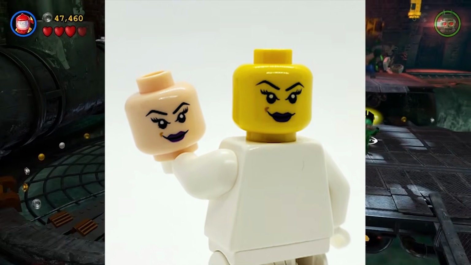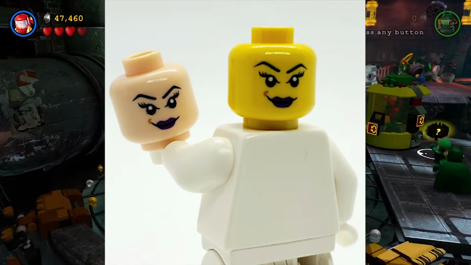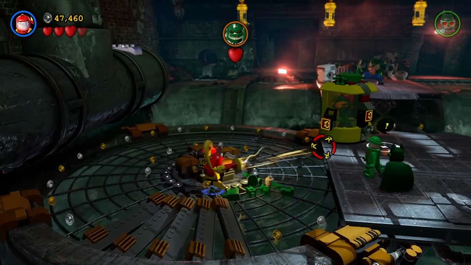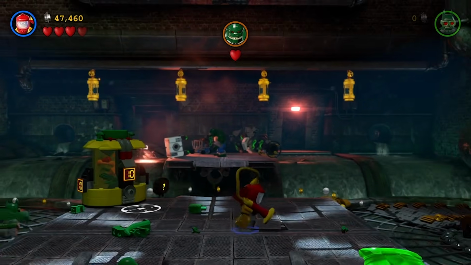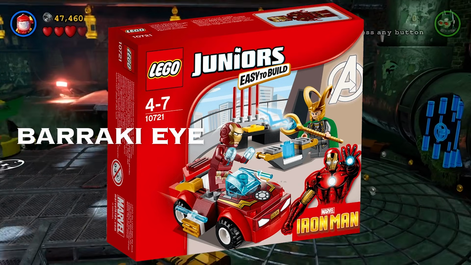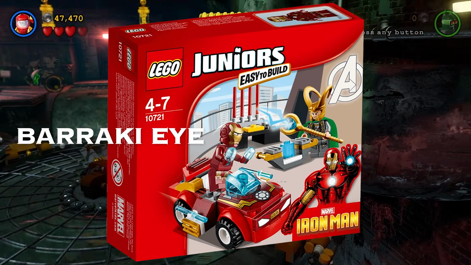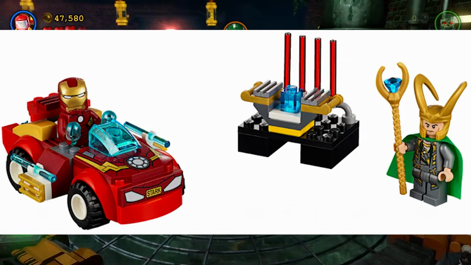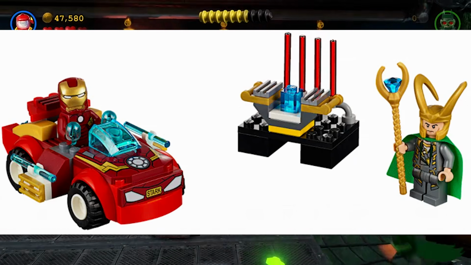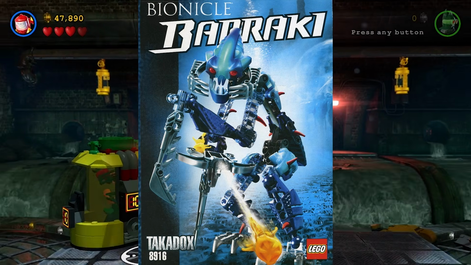I found this on eBay, and I'm not sure if it's a misprint that ended up in a set by accident or if this was an actual prototype and was never released for consumers. Barakai Eye. In set 10721, the piece used for Iron Man's hand thrusters is the same piece originally used for the Eyes of the Barakai Bionicle sets from 2007.